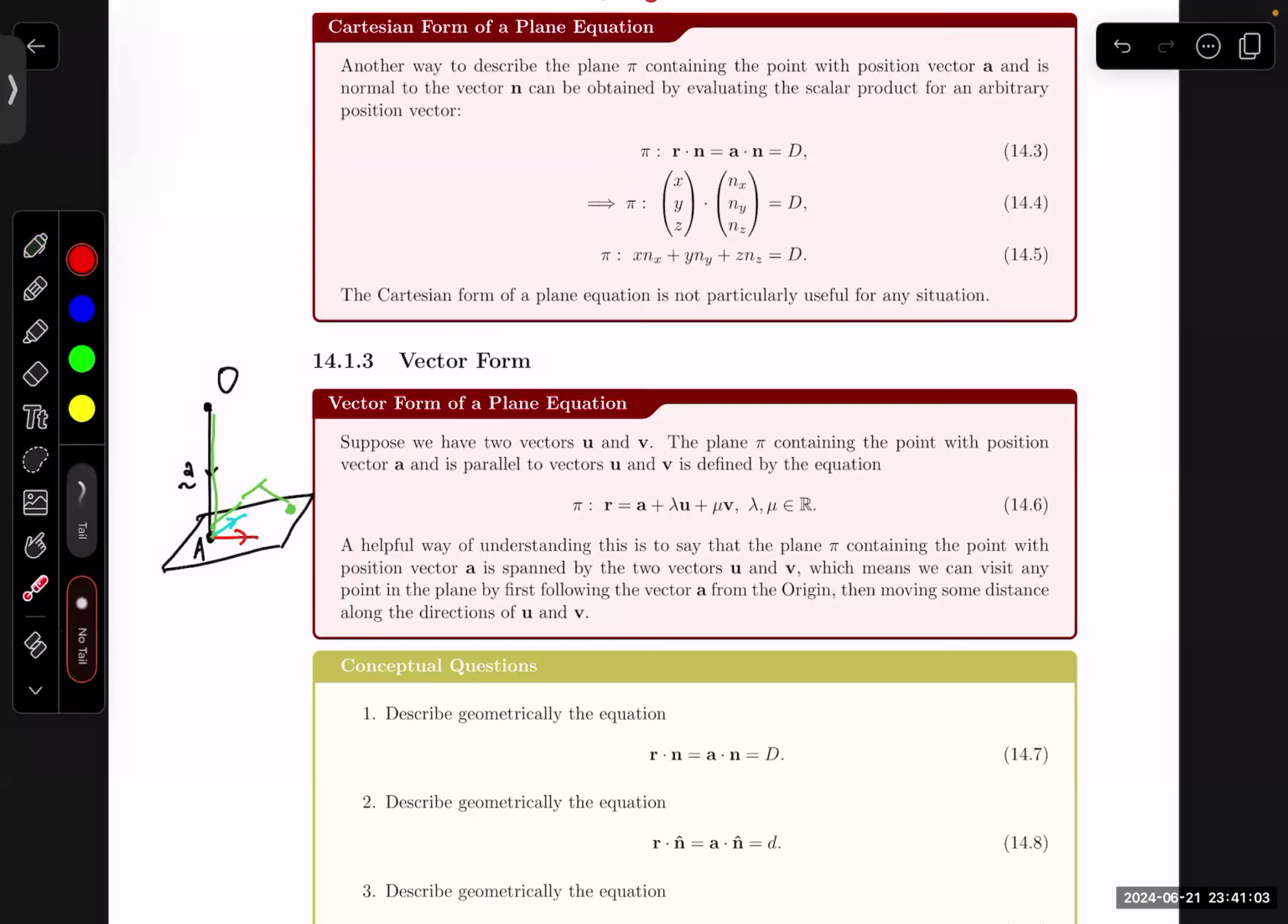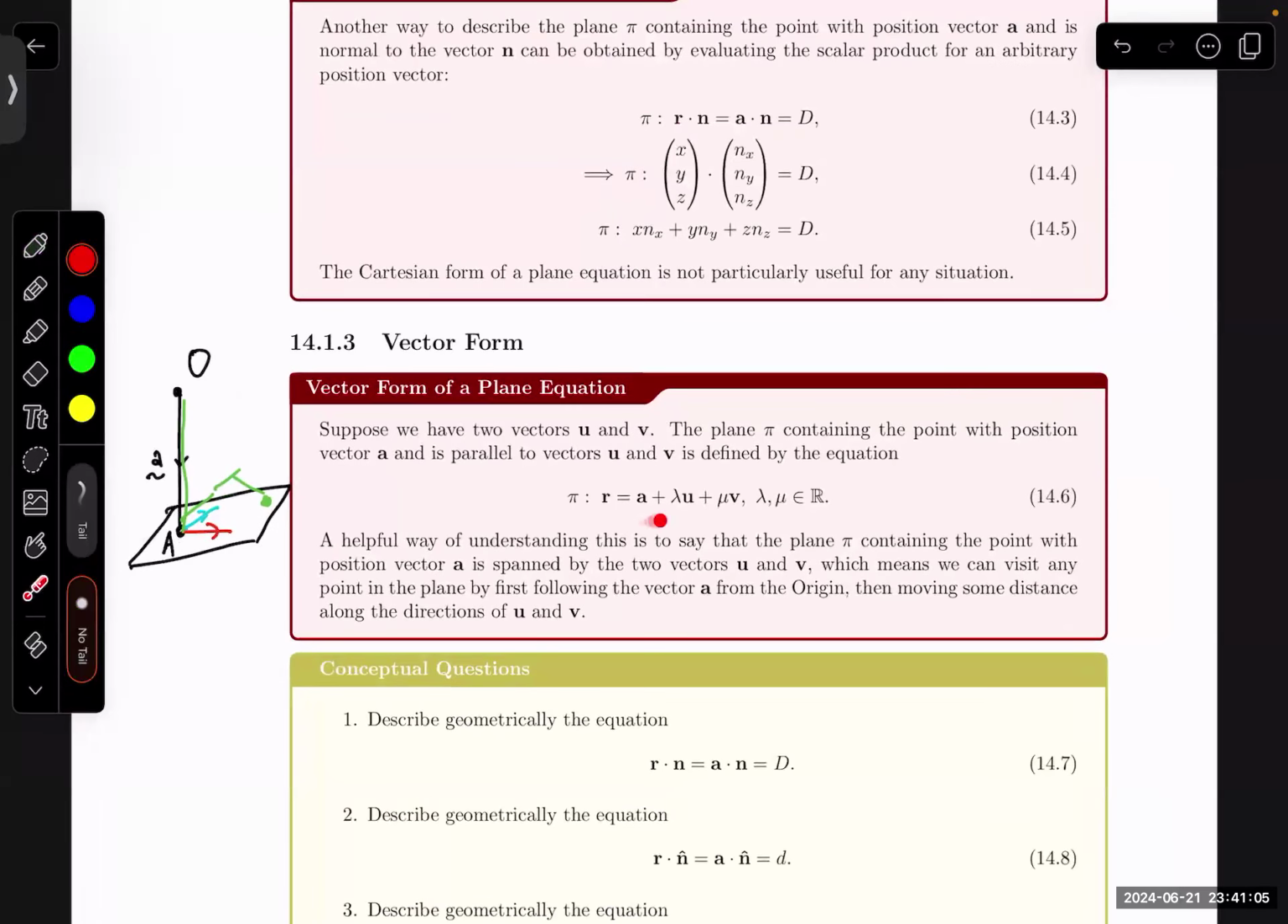By follow, it's just a line, right? This is a line equation. Then I follow one other piece of information. I walk another direction. So this is another way of describing a plane.